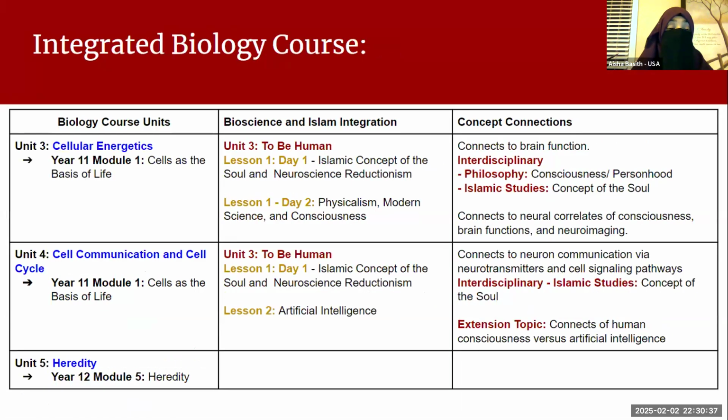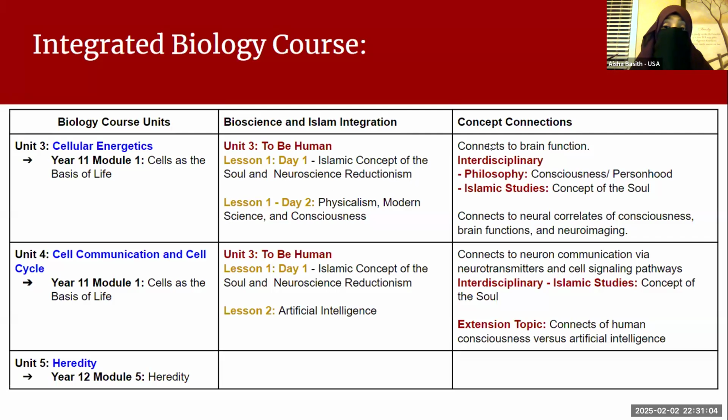Moving on to cellular energetics, right? We would connect to unit 3 in the bioscience curriculum. And here we would talk about concepts that are related to neuroscience reductionism, right? We talked about scientists having their own ideas, right? That kind of drive their research, and how science is not necessarily neutral. We'll be able to see that in these lessons.